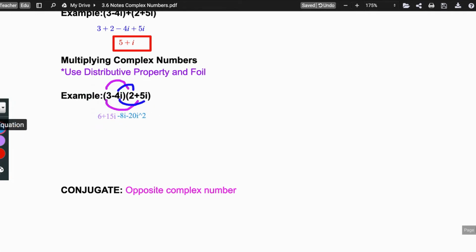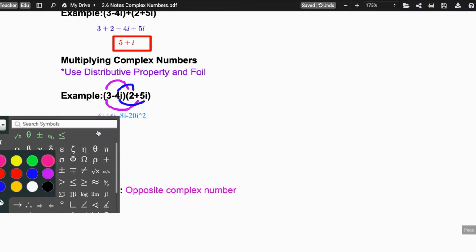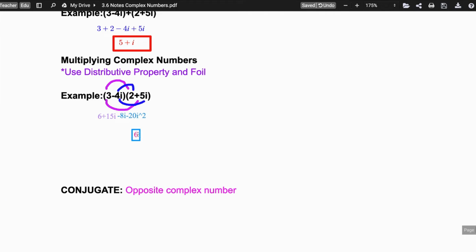So I'm going to have, we'll go back to using the equation tool. 6 is the only real number, so it's 6. And then I got this 15i minus 8i. Well, 15i minus 8i is 7i. And then I still have minus 20i squared. Now we're going to pause for a second because i squared is a new term. We don't know what i squared is.